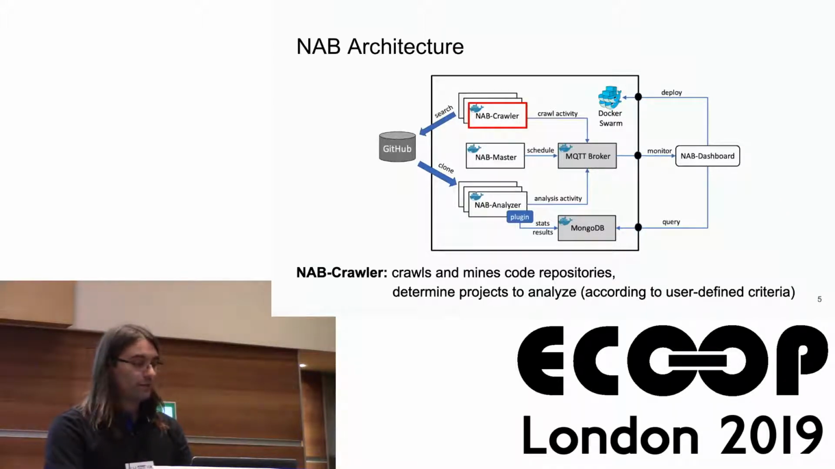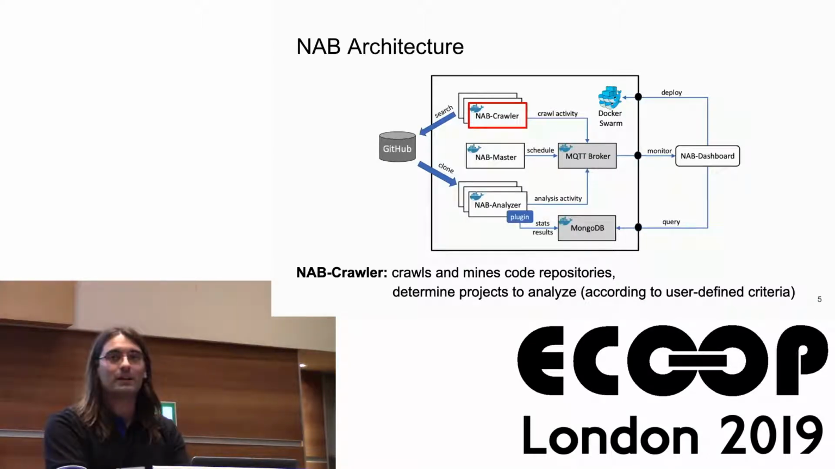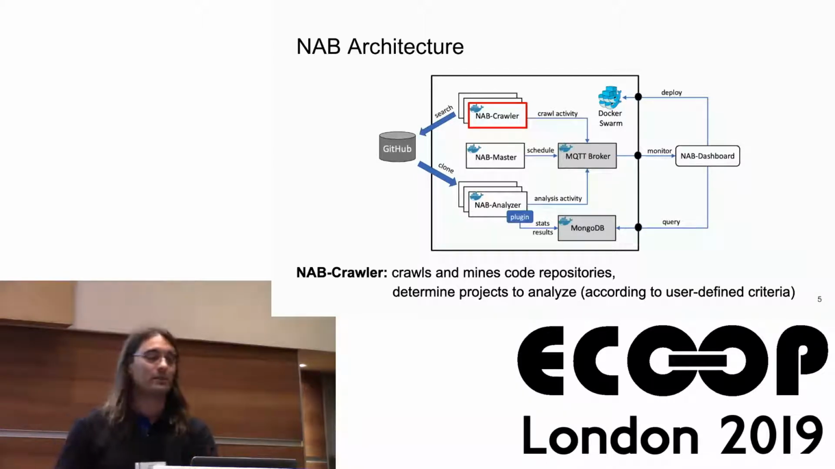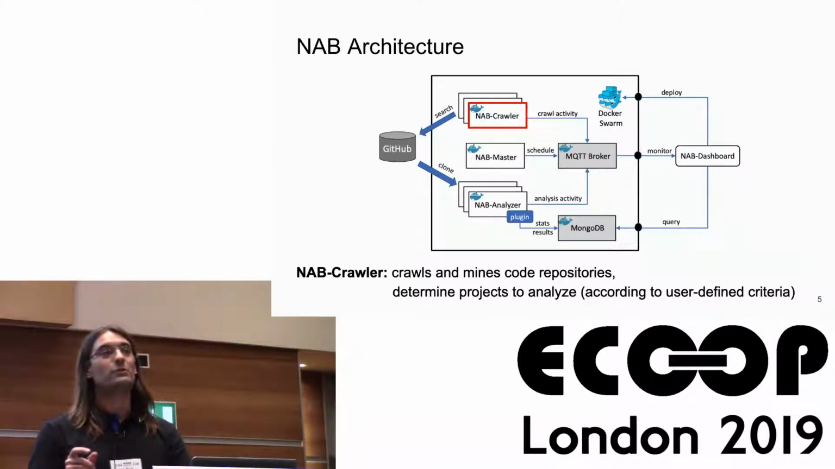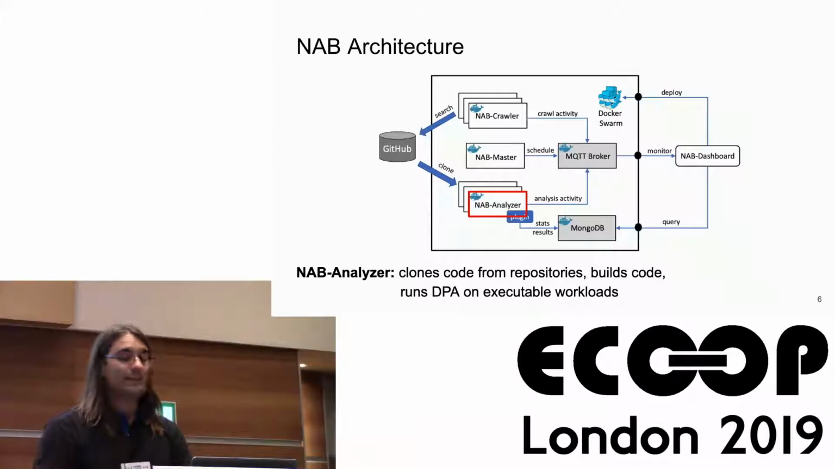The first component I would like to describe is the crawler, which essentially crawls and mines code repositories and also determines which projects are to be analyzed later. So it basically determines which projects match the user-defined criteria that I've talked about before. Then the dual component of the crawler is the analyzer, which is responsible for cloning code from repositories, building the code, and also running DPA on executable workloads.